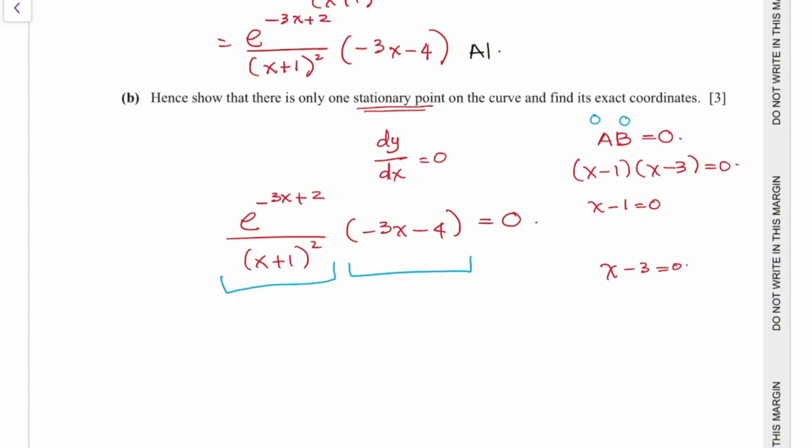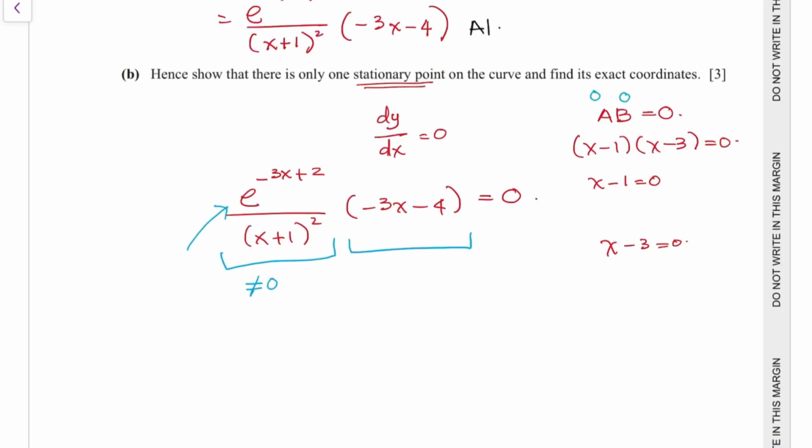Okay, that's what happens. But in this situation, you are going to expect that either this is 0 or this is 0. But you should be able to see that it is impossible. Again, it is impossible for e to the power of negative 3x plus 2 would equal to 0. Okay, means that the first part here should never be equal to 0. That's the first point. Since it is not the first group, it must be the second group that is equal to 0. Negative 3x minus 4 is equal to 0. Therefore, your x would be negative 4 over 3.